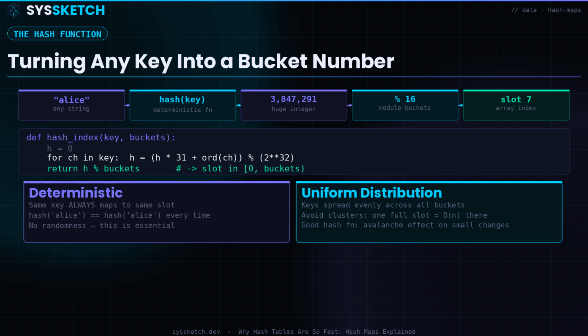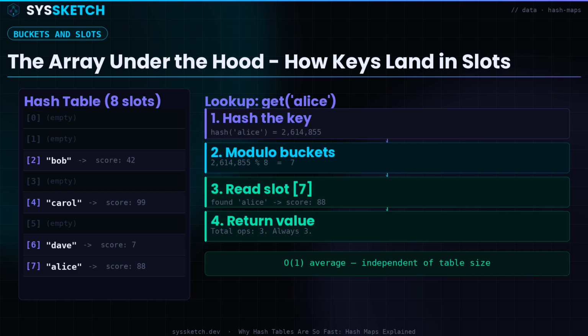Under the hood, a hash table is just an array. We call each position in that array a slot or bucket. When you store a key-value pair, the hash function tells you which slot it belongs in. When you retrieve a value, the hash function tells you which slot to look in.